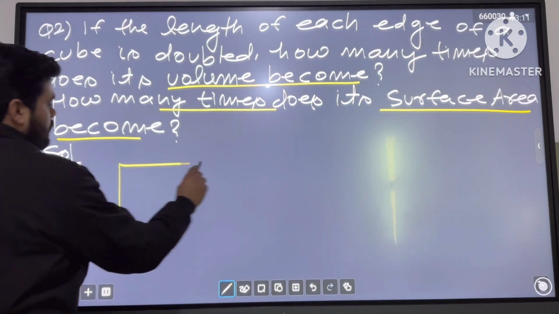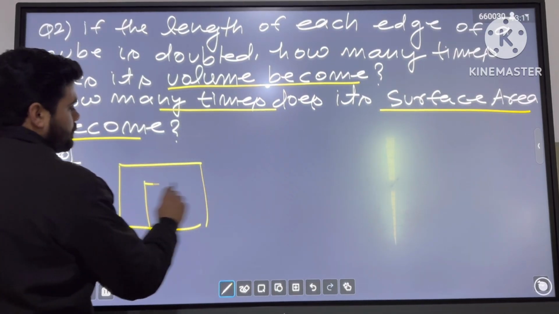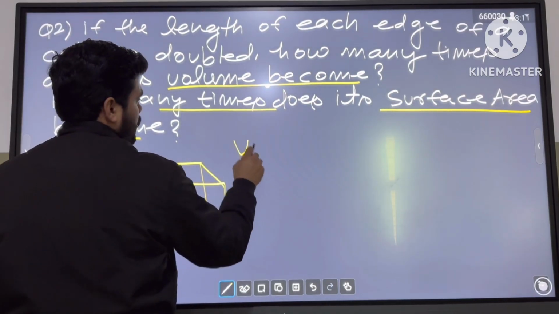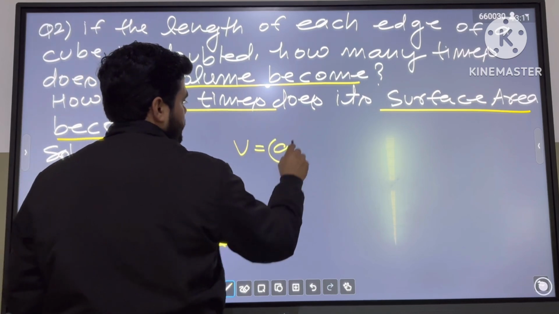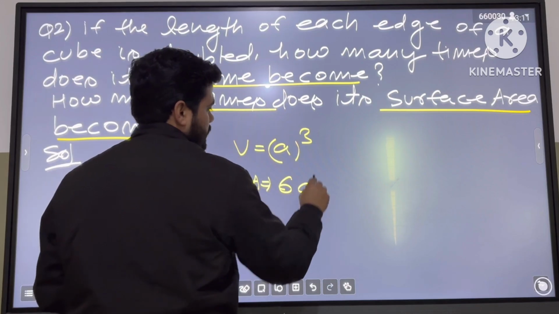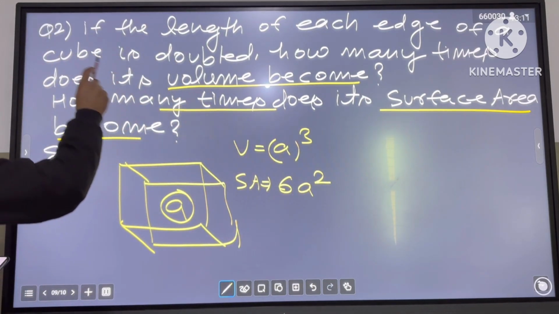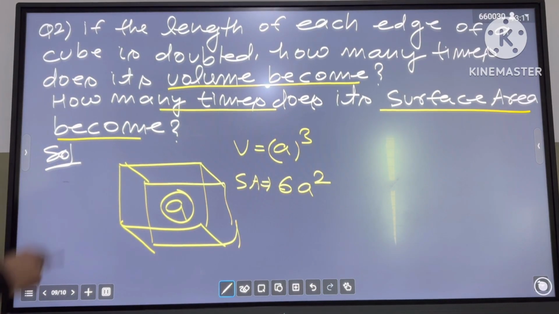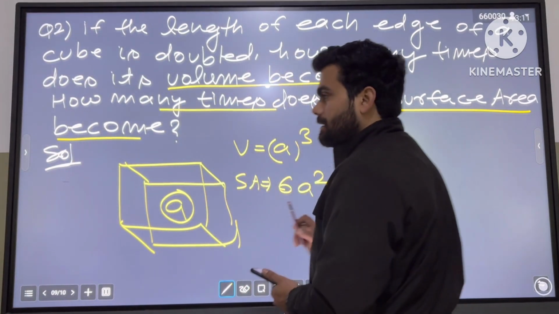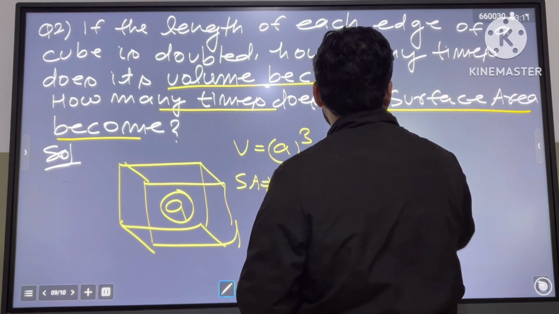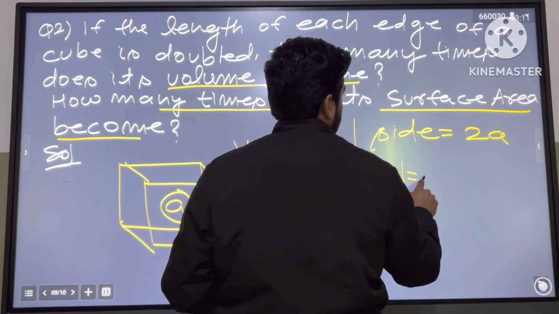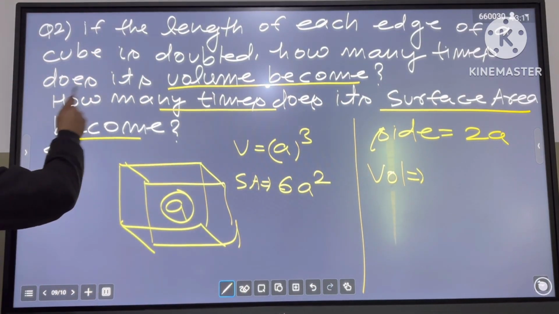If we have a cuboid, we have a cube, and the side of this cube is a. So the volume is a cube and the total surface area is 6a square. So the first question is if the length of each edge of a cube is doubled, double कर सकते हैं, ठीक है? तो बेटा लेंथ पहले क्या था? a. अब आपका लेंथ कितना हो गया? ये साइड इक्वल टू डबल, लेकिन 2a हो गया. तो इस केस में आपका वॉल्यूम क्या हो जाएगा? How many times does its volume become?